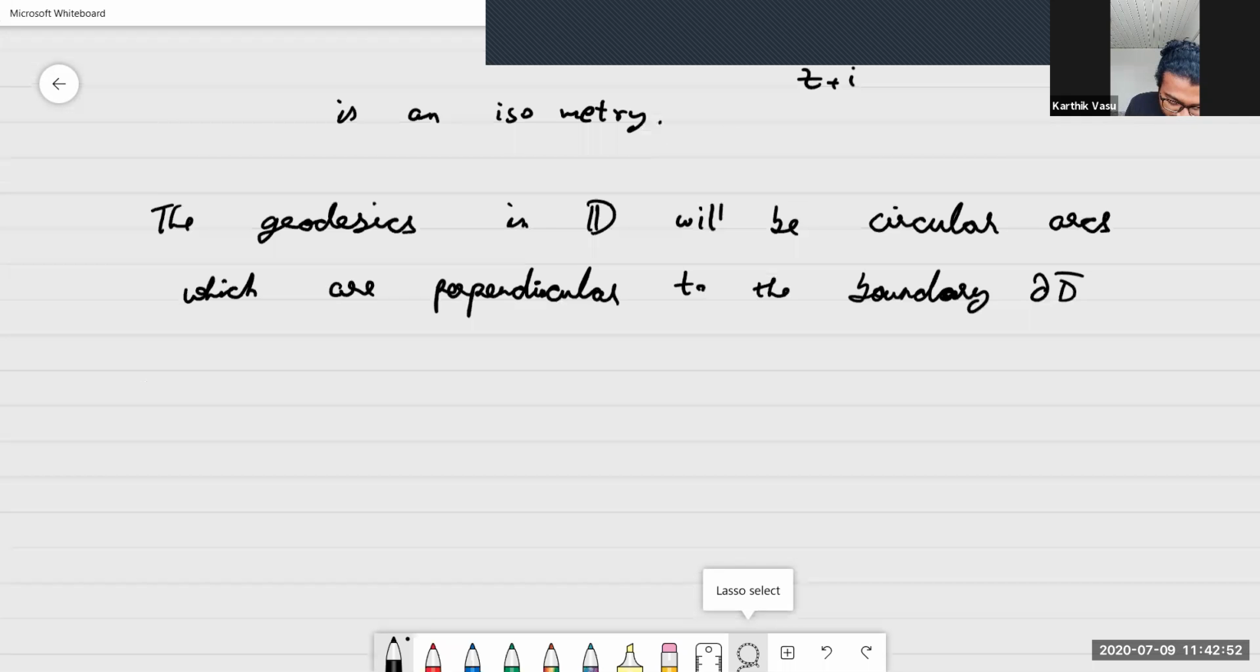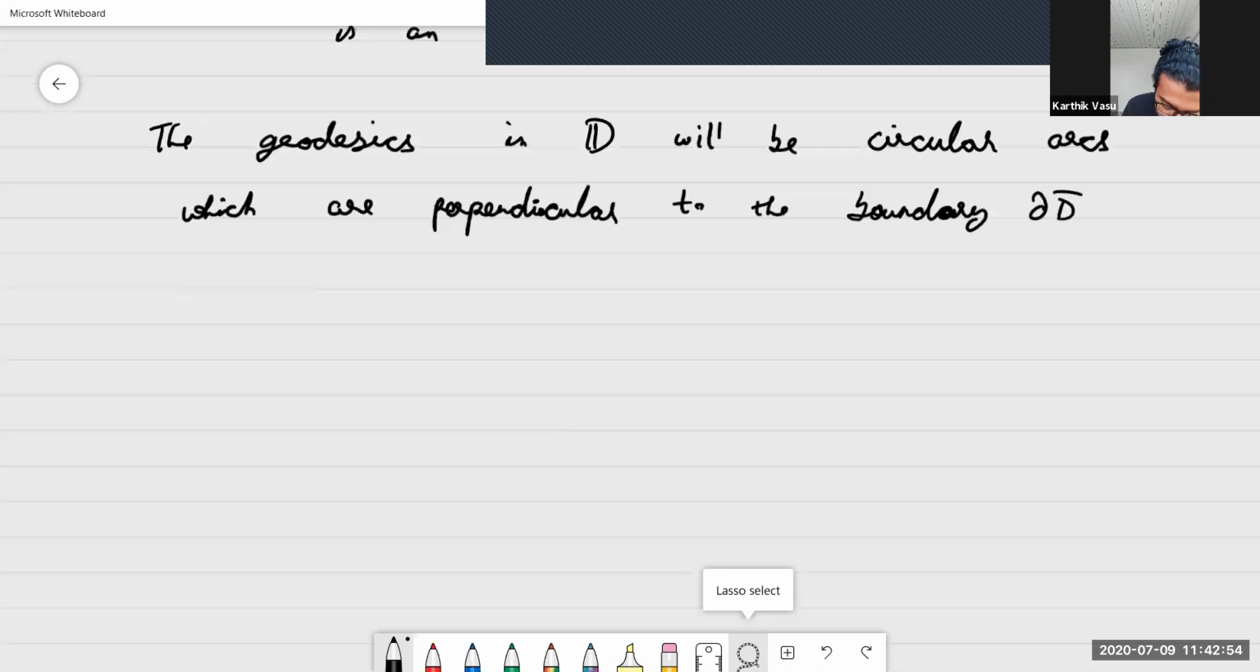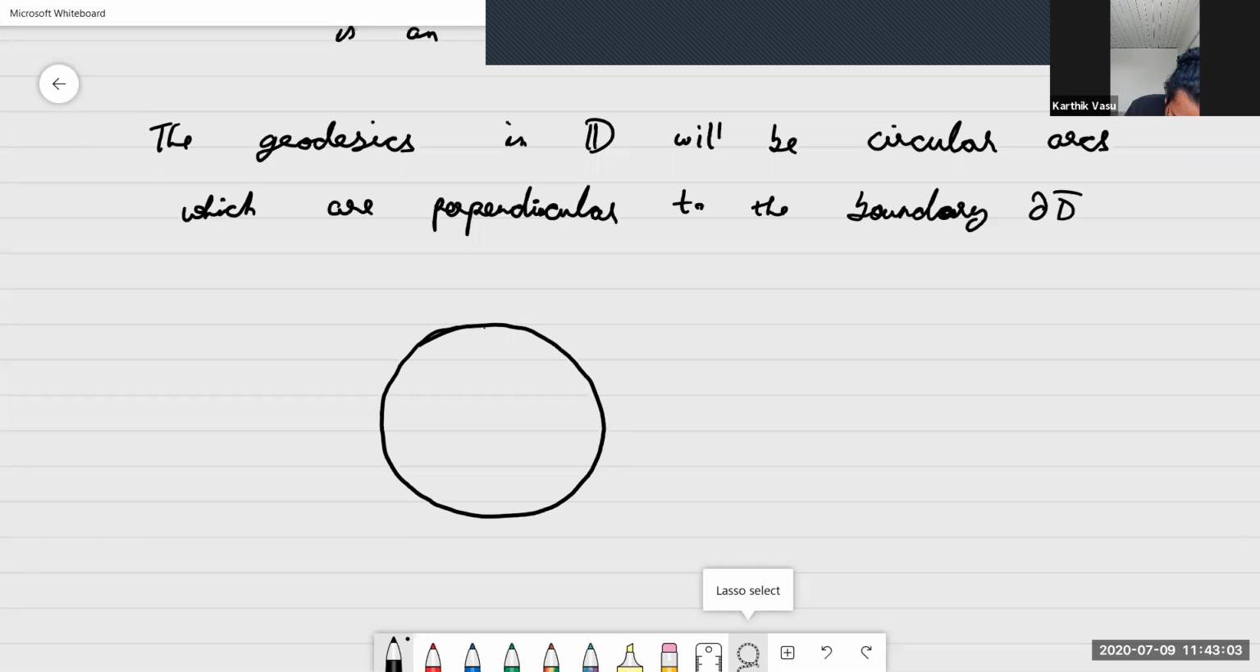So geodesics here will be images of geodesics from the upper half space. Again, because of some angle preserving properties, you will see that they will all be either lines or circles which are perpendicular here. Perpendicular. Okay, so geodesics in this space will be these things.